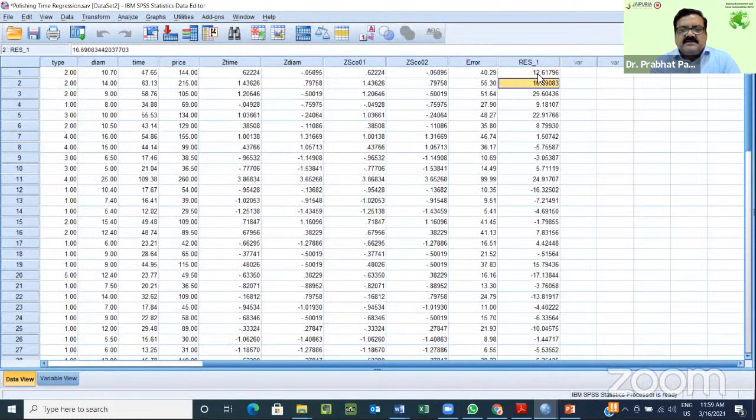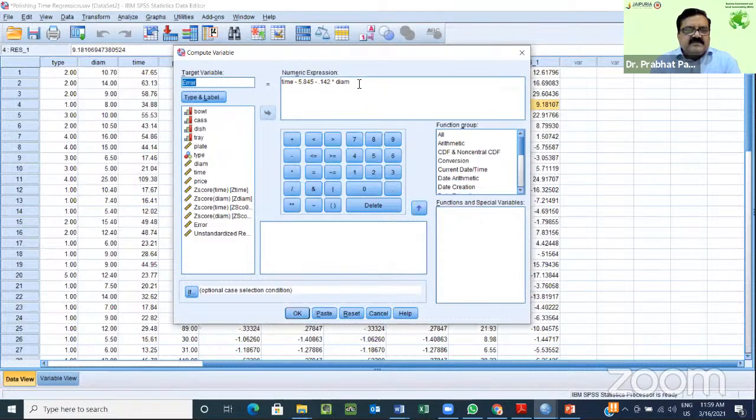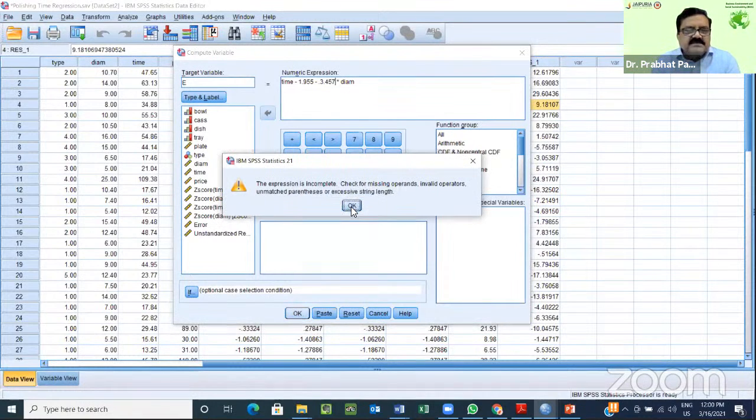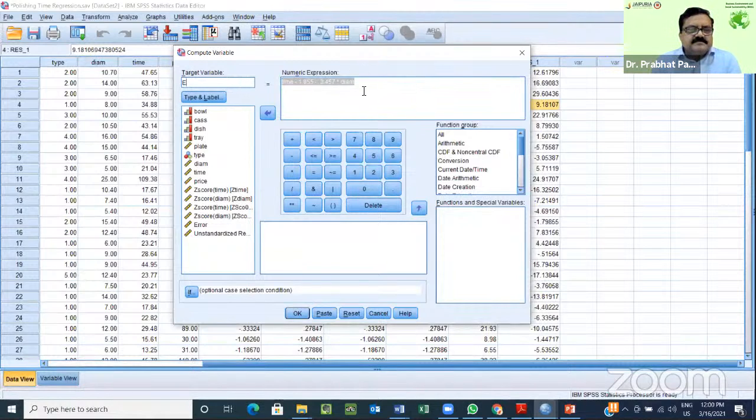So this is the error calculated by the computer. I'm now going to calculate it manually once again. So here our mistake was that time minus 1.955, and this will be 3.457 nanometers. Then I'm saying okay, give me in the form of E. Let's see, the expression is incomplete. You have inserted 0.34 instead of 3.4. Oh, okay. Let me do it again.